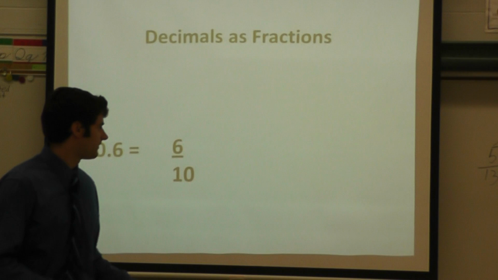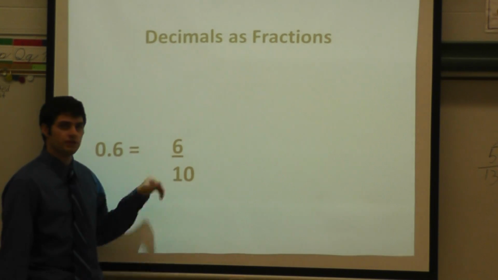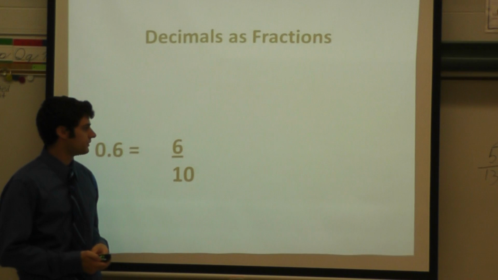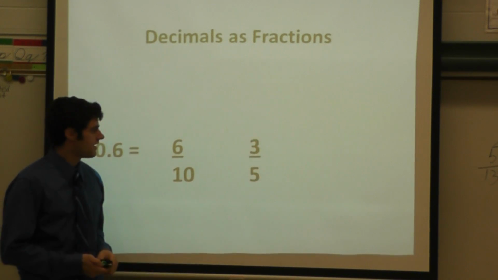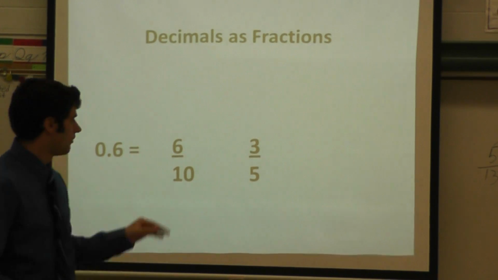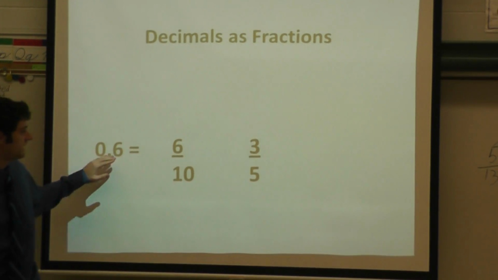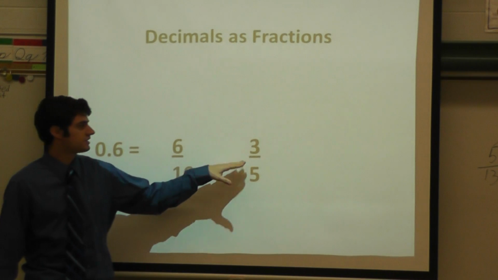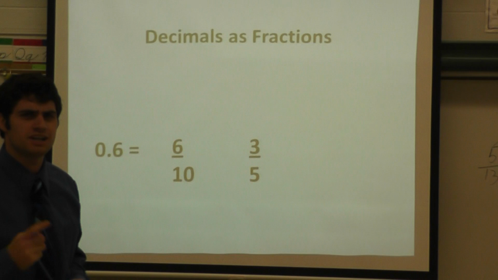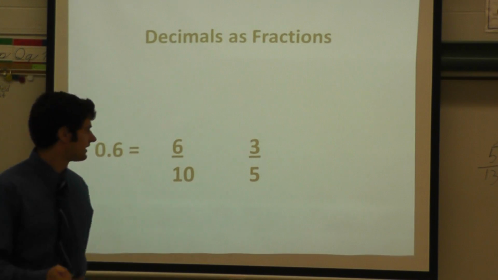All right, let's simplify. I know that these are both even numbers, so I know that 2 will go into it. 2 will go into 6 3 times, and 2 will go into 10 5 times. So my final answer in simplest form would be 3/5. So writing the decimal 0.6 as a fraction would become 3/5. Very good. I'm glad you guys are catching on over there with our fractions.